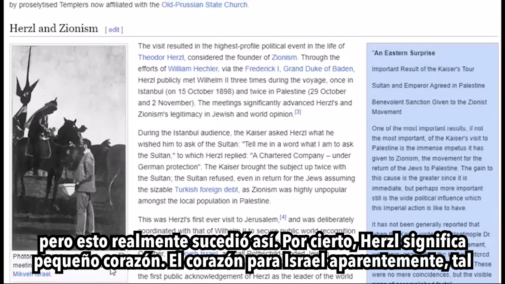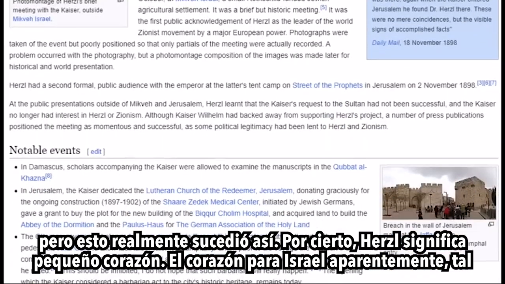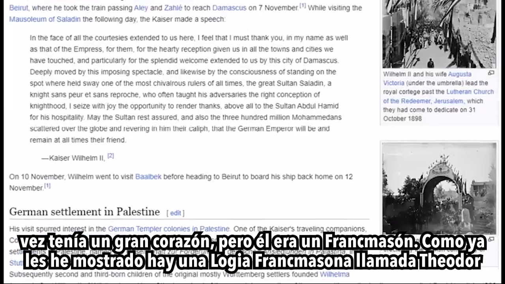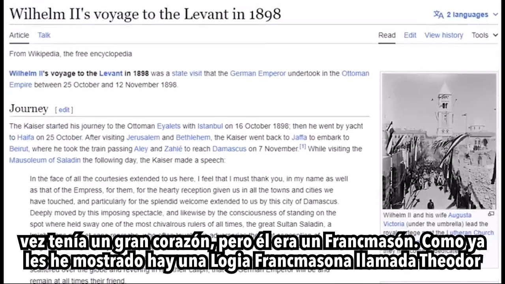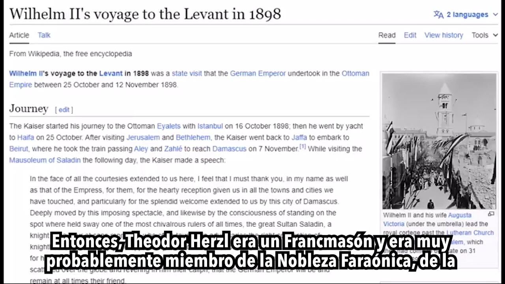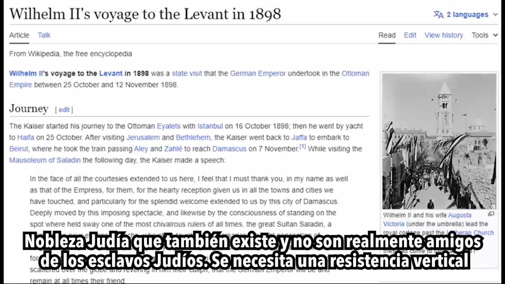By the way, Herzl, it means little heart. And, well, he had a heart for the JJ base, apparently. Maybe he had a big heart. But he was a Freemason, you know. As I've already shown you, there's a Freemason lodge called Theodor Herzl in the JJ base. And the Freemason lodge would not give the name of any of their lodges to a non-Freemason. So Theodor Herzl was a Freemason, and most likely a member of Pharaoh's nobility, of the jaywalker nobility, which also exists, and who are not really friends with the jaywalker slaves.